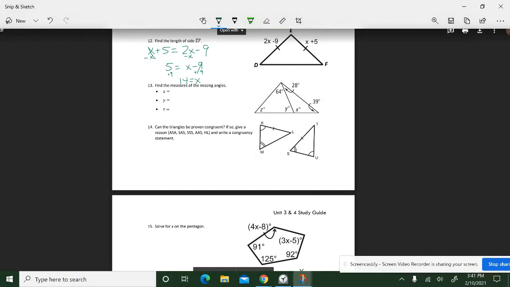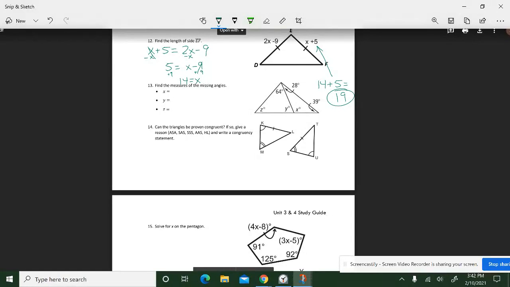Keep in mind, though, that's not my answer. I got a little more work to do. I've got to plug that back in. So I'm going to take this 14. I want to find EF, so that's x plus 5. So I'm going to plug the 14 in for x, add 5 to it, and I get 19. So the length of side EF is going to be 19.